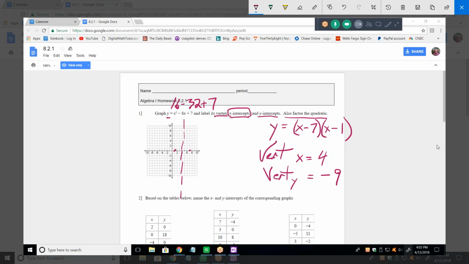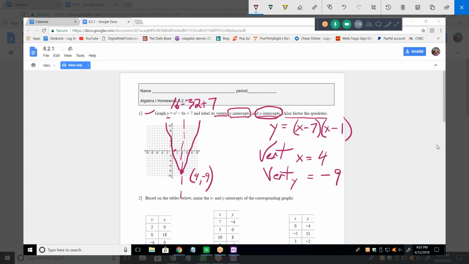Now, I have everything except the easiest part, which I'll get to in a moment. But notice I know where my vertex is. My vertex is right there. That is 4, comma, minus 9. I even know how the thing draws. It's got to go through the vertex, and it's got to go through both those x-intercepts. So it looks something like that. Now, the only thing we haven't answered is the y-intercept, and that actually was the easiest thing to answer from the get-go.